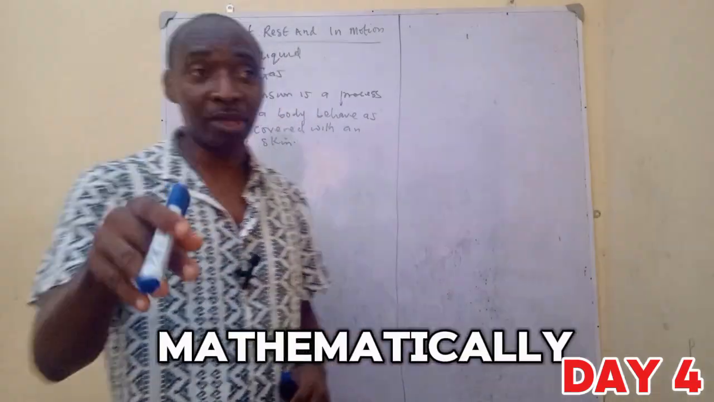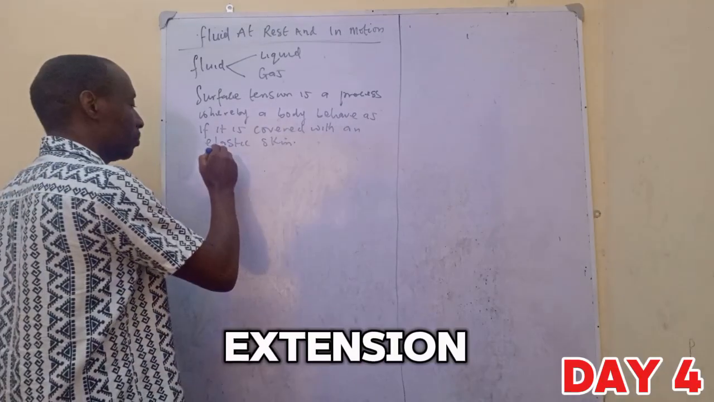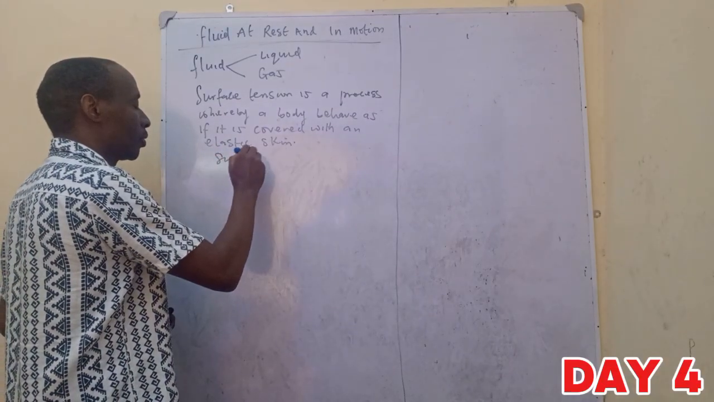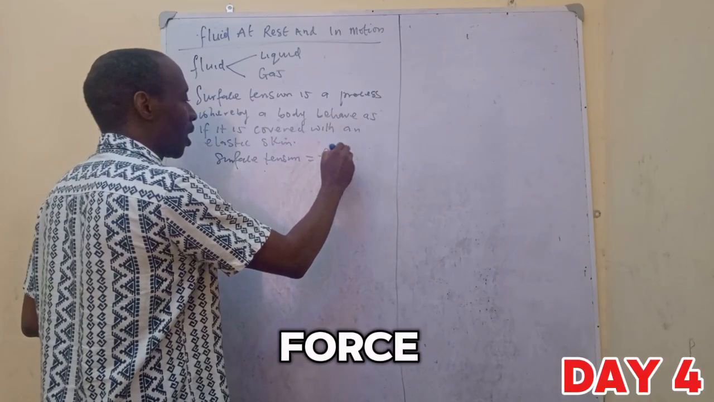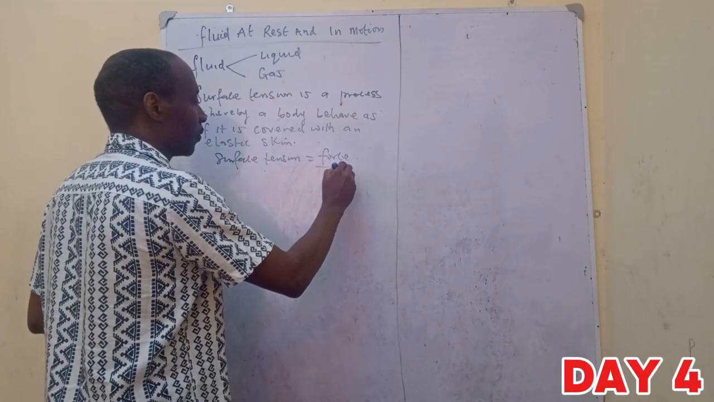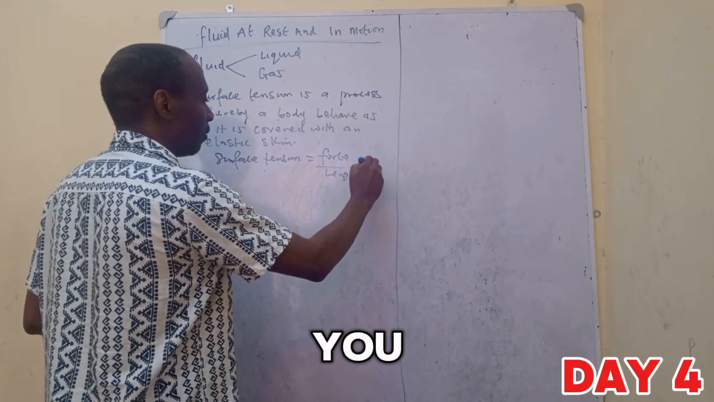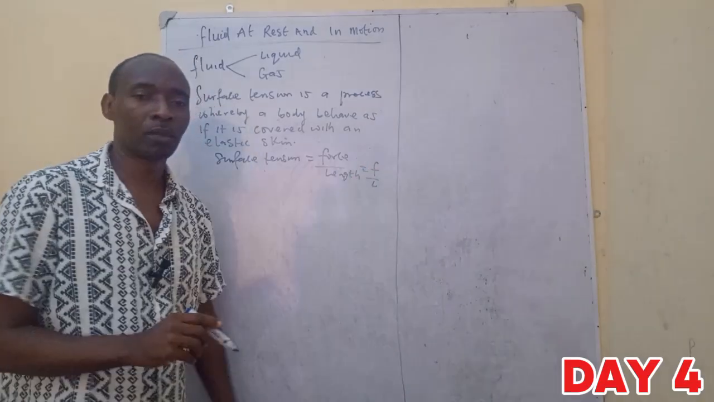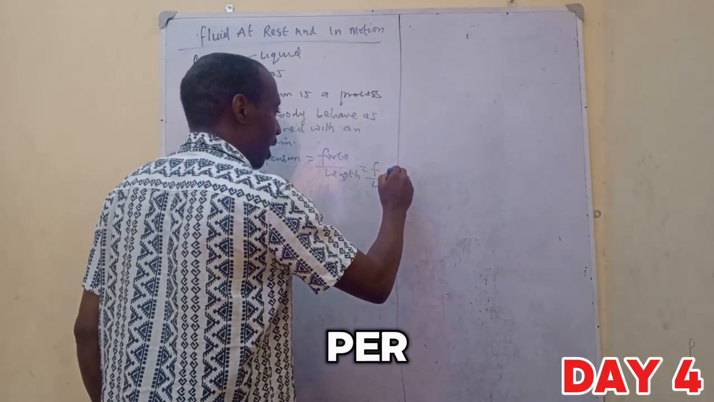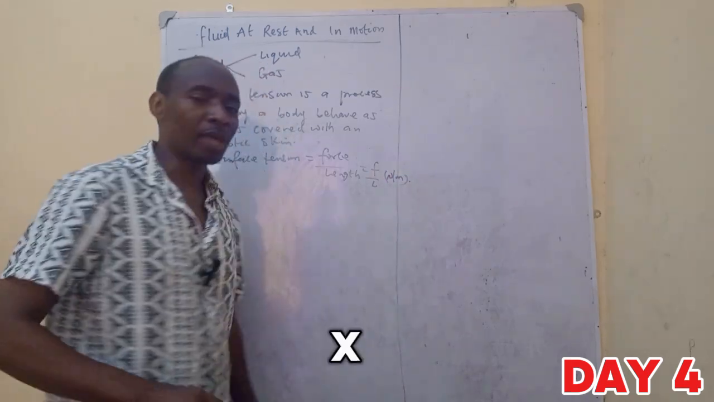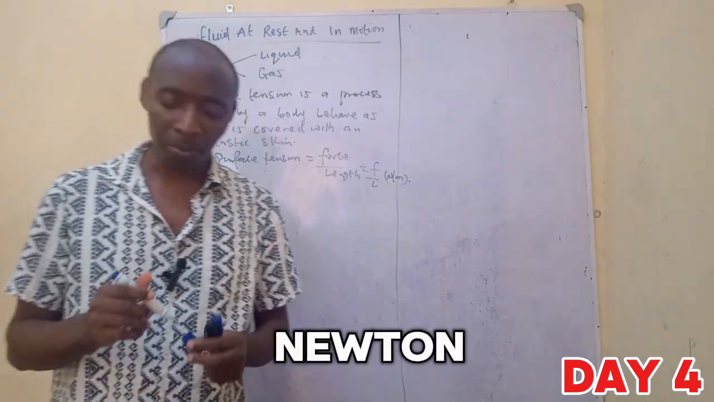How do we express surface tension? We can express it mathematically. Surface tension is the force per unit length, which is F over L. So the SI unit of surface tension is Newton per meter.